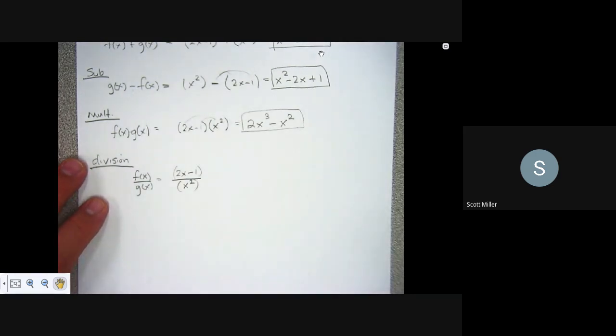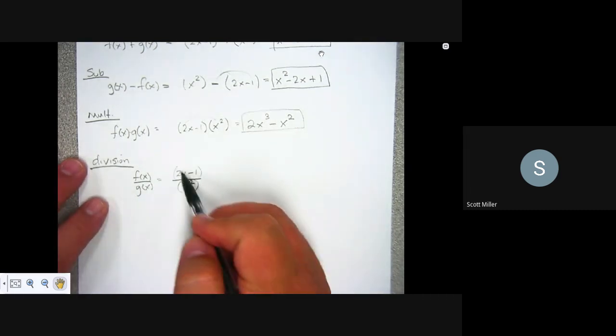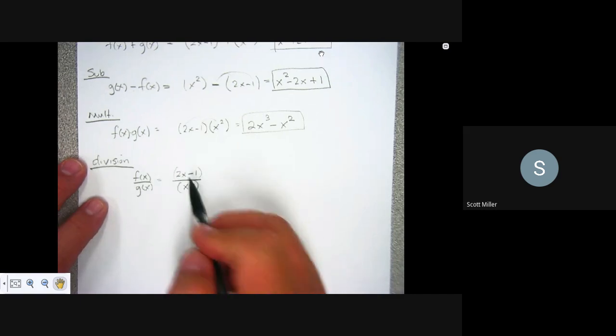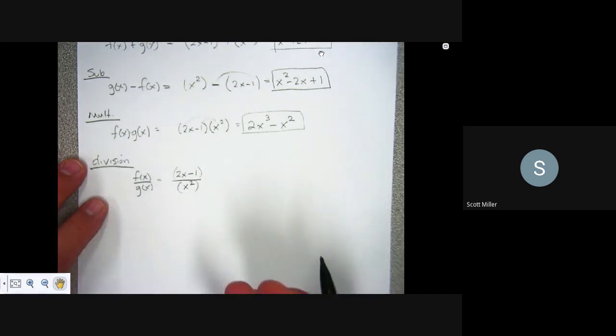The reason why I like the parentheses here, and you can make a side note to yourself, is the biggest error people make when they do this is they try to reduce. And you need to remember that you cannot reduce values. You cannot go inside a parenthesis and reduce. You can only reduce if you have all multiplication only.